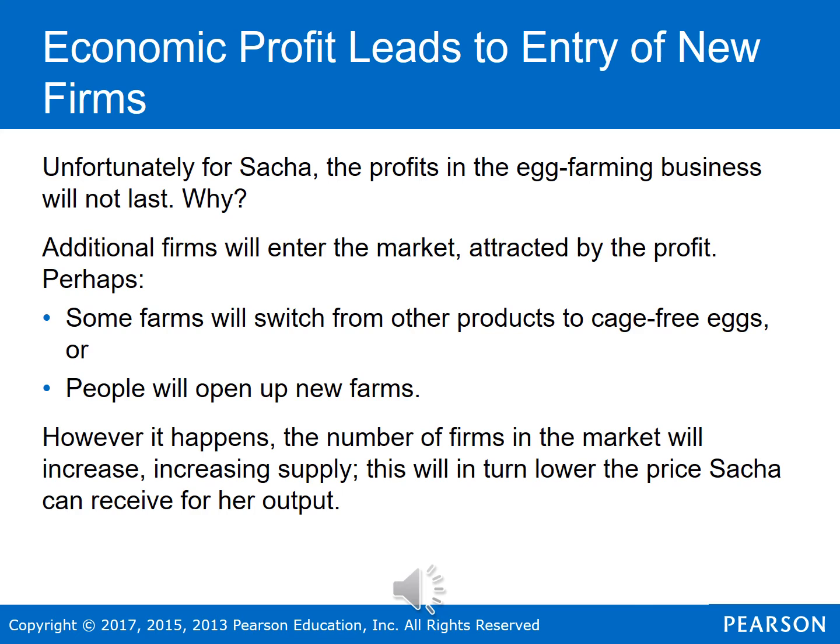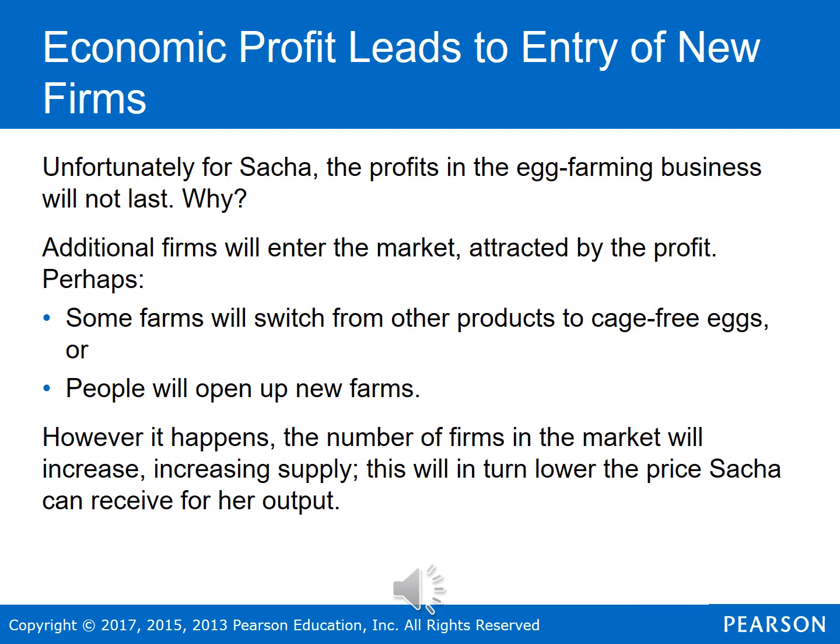If Sasha's costs were higher than her revenues, she would be making an economic loss. Now economic profit is different from accounting profit. Accounting profit only considers the explicit costs and the revenue gained. Economic profit considers the explicit costs and the implicit costs along with the revenue, so it's considering the opportunity cost. And that's going to be important when we talk about whether firms decide to enter or exit a given industry. Now, unfortunately for Sasha in this case, the economic profits in the egg farming business are not going to last. Why is this?